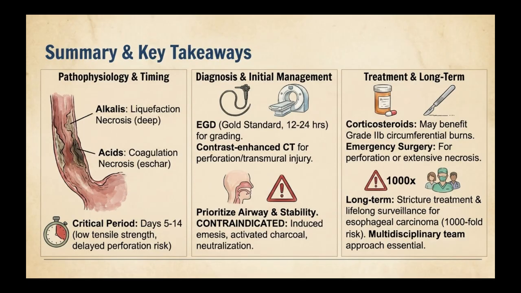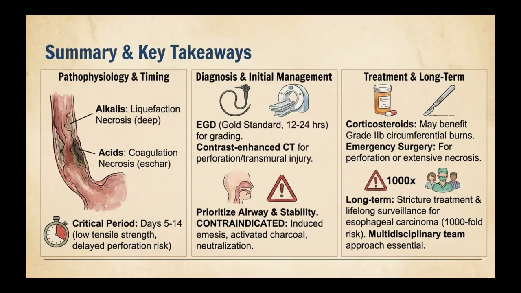The damage caused by caustic substances progresses through several phases. The initial phase involves necrosis and inflammation, occurring within the first 24 hours. This is followed by a period of sloughing and low tensile strength from days 2 to 14, which is a critical time for tissue integrity. Granulation tissue formation then follows the sloughing phase. Finally, stricture formation can develop weeks to years later.